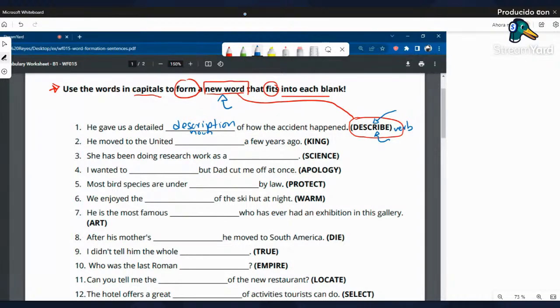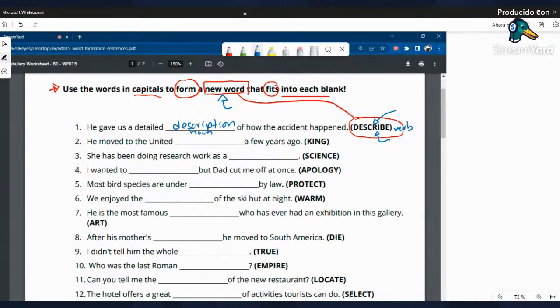So if I want to say it in Spanish, I will say, él nos dio una detallada descripción de cómo el accidente pasó. You got it? So cambié el verbo describir por un sustantivo con esa forma. Descripción. Tiene la misma forma base. As you can see. So now that is the case of word formation.